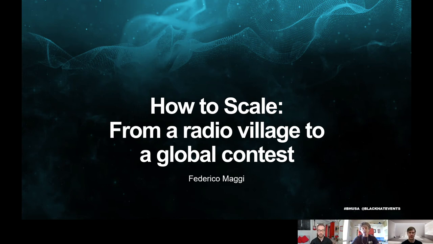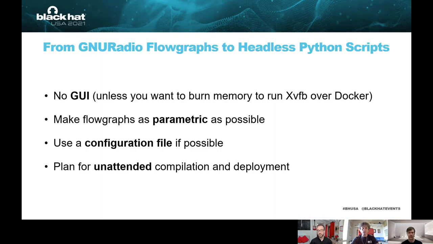What Jonathan introduced to you was how we solved streaming signals over IP. But now we go from 10 to 20 contestants on a local network with essentially unlimited bandwidth to a remote competition. So I want to dig deeper a little bit and show you what we did. So how do you go from having GNU Radio flow graphs to completely headless Python scripts? This is very important because unless you want to burn memory on a virtual frame buffer, you want to be able to run all the challenges, which are essentially GNU Radio flowcharts, on a remote server in a manageable way. So we spent some time on what we can call DevOps, essentially, making the competition scalable.